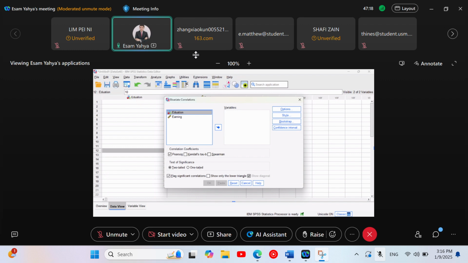Sometimes we have more than 2 columns, like education, earning, years of experience, gender, or whatever. Currently in this example, we only have education and earning. So we need to put the variables to be correlated here in this box. I will select education and click here, and education comes here, and earning. So the two variables come here.